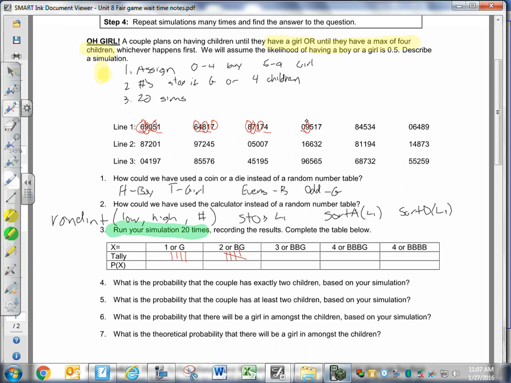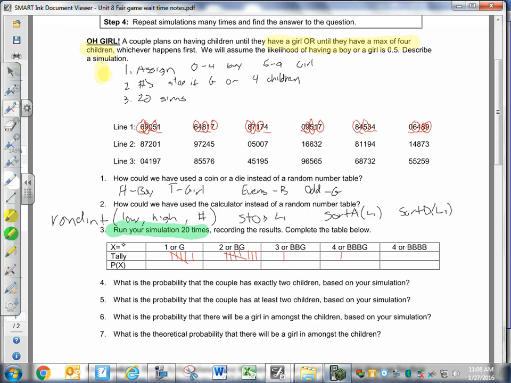Okay, you guys keep going. I'll keep going. 5, G. 1, then 7, BG. 8, G. 4, then 5, BG. 3, 4, 0, 6, BBBG. 4, 8, BG. 9, G.